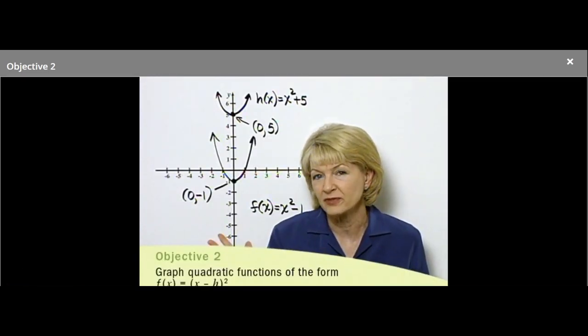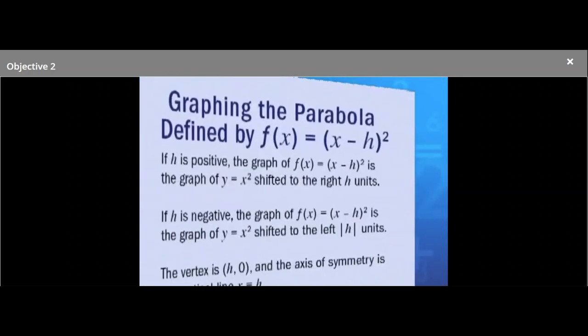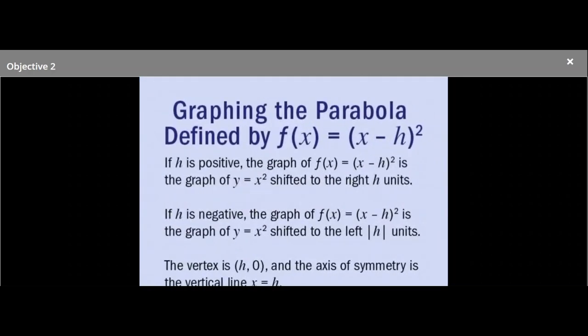Now let's talk about shifting to the left and to the right. Let's look at the following. Graphing the parabola defined by f of x equals (x minus h) squared. So notice this time that h is not tacked on past the x squared, it's part of that squared function.